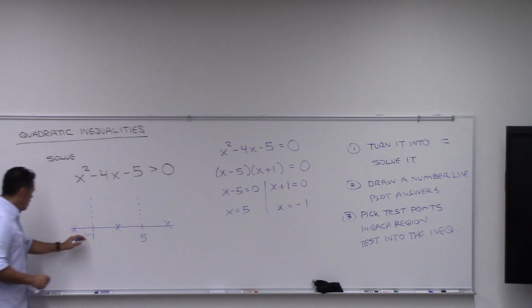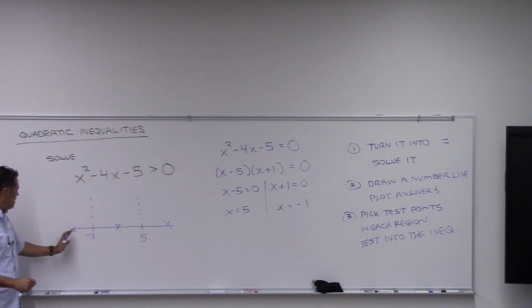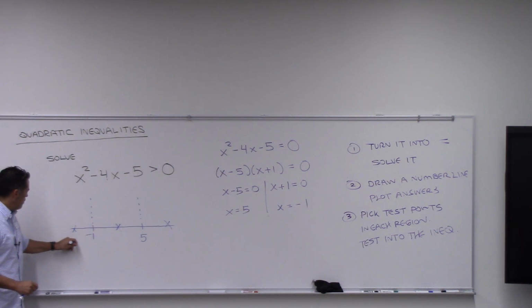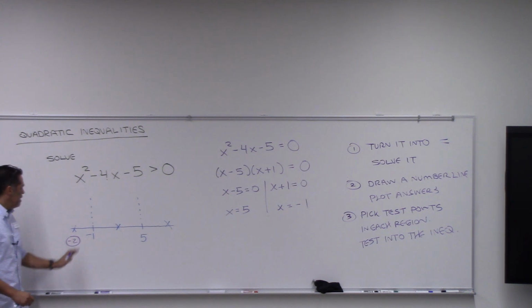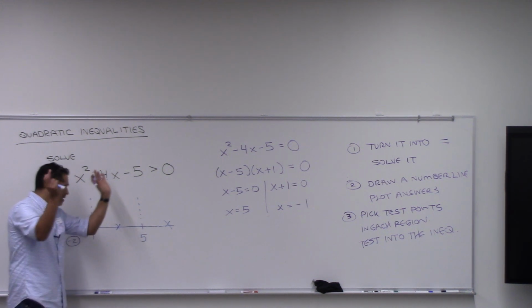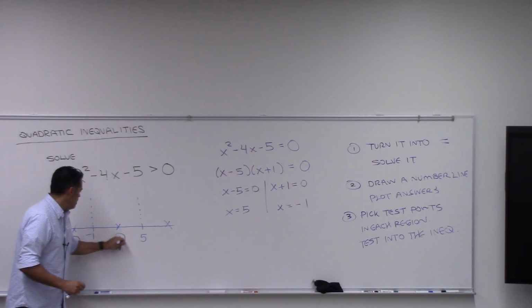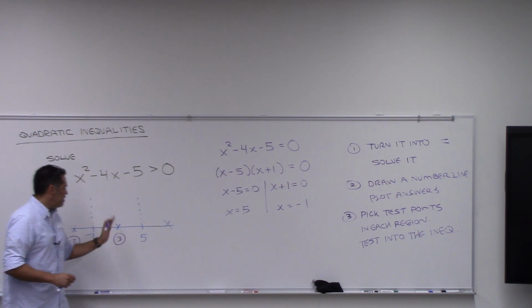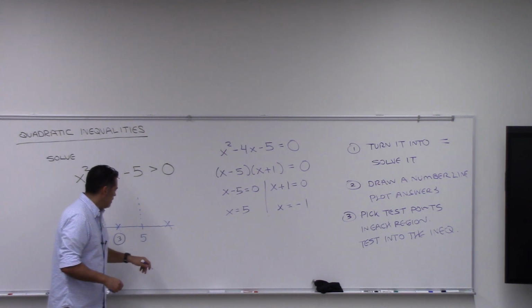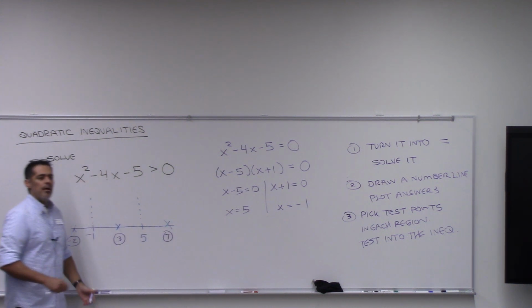Somebody give me a test point over here, something I can plug in that's to the left of -1. -2. Okay, I'm going to circle it. I'm going to test that point. Something between -1 and 5. Anything you want. 3. Okay, 0 is a good one though, but I'll use 3. And then something over here. 7. Okay, there we go.